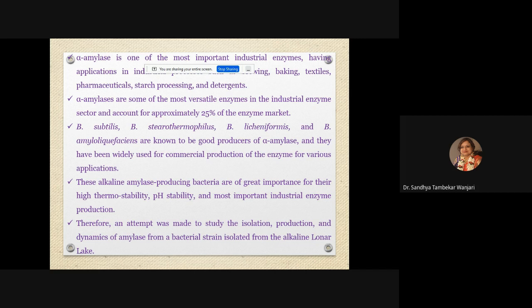These alkaline amylase producing bacteria are of great importance for their high thermostability, pH stability, and industrial enzyme production. Therefore, an attempt was made to study the isolation and production dynamics of amylase from bacterial strains from the alkaline Lonar Lake.